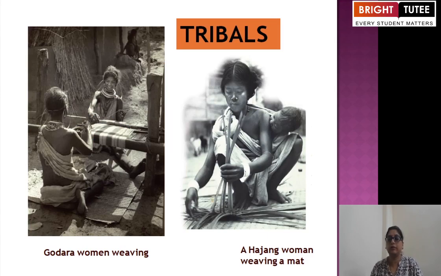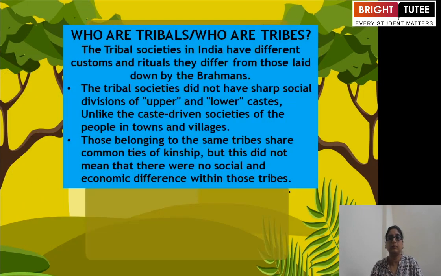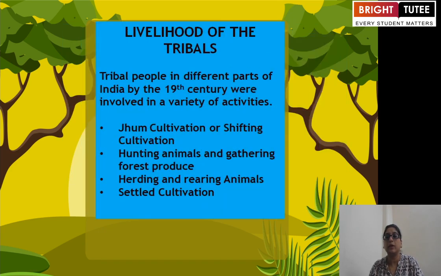Now let's study about the tribals. The tribal society in India has different customs and rituals. They differ from those laid down by the Brahmins. The tribal societies did not have a sharp social division of upper and lower caste, unlike the caste driven societies of the people in towns and villages. Normally, they live in forest areas. Those belonging to the same tribe share common types of kinship, but this did not mean that there were no social and economic differences within those tribes.